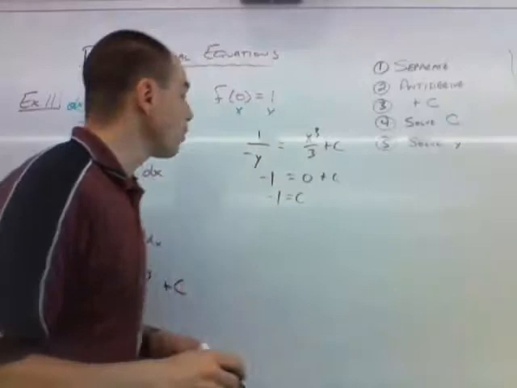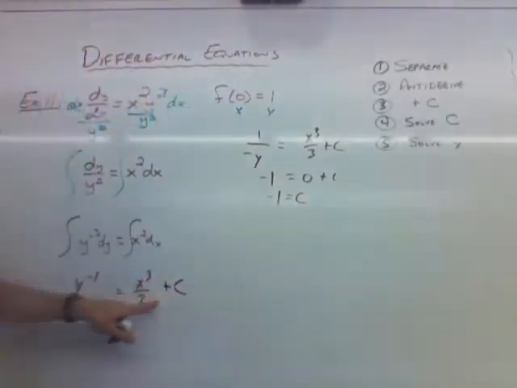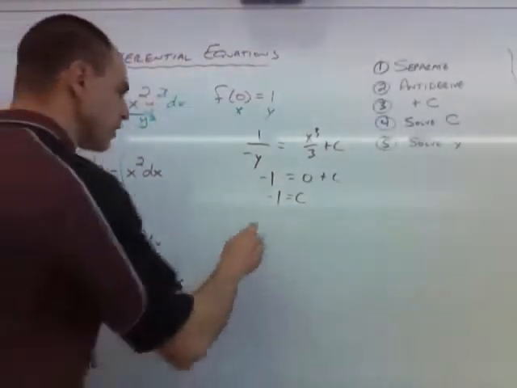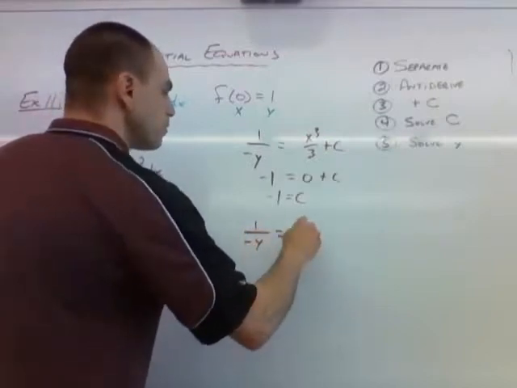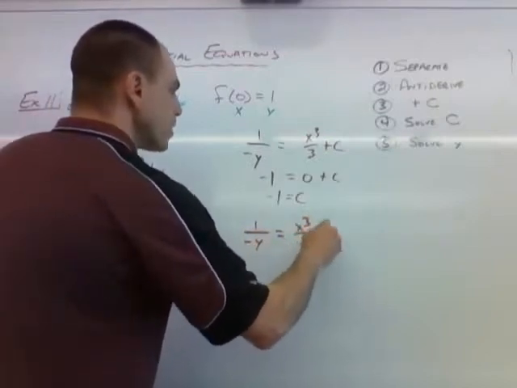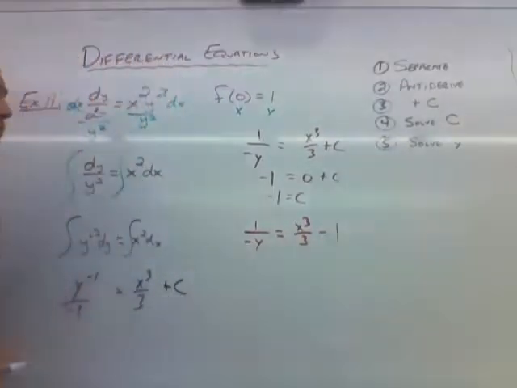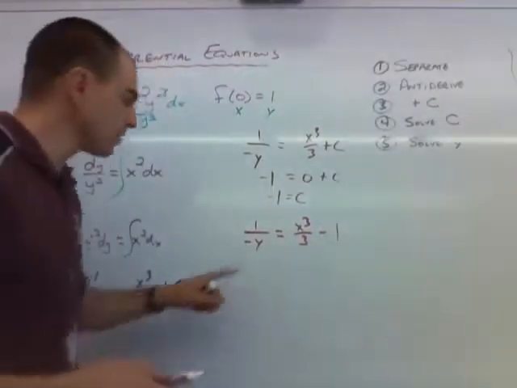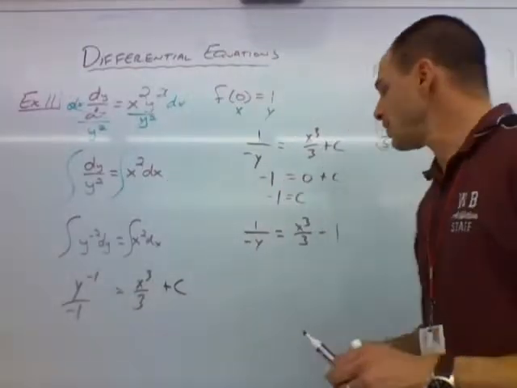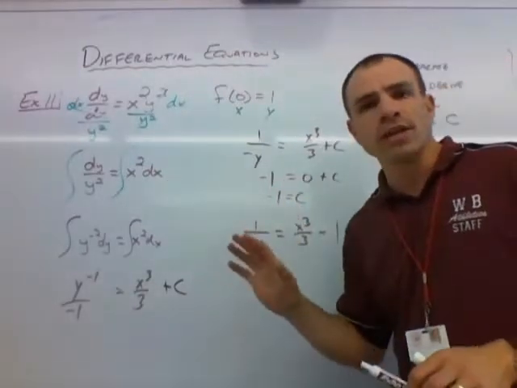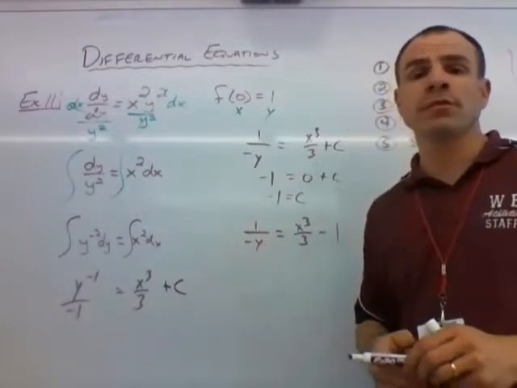So we now go back to this differential solution right here, which is 1 over the opposite of y, and that's equal to x cubed over 3 minus 1. And we have to solve for y. We have to get y all by itself.